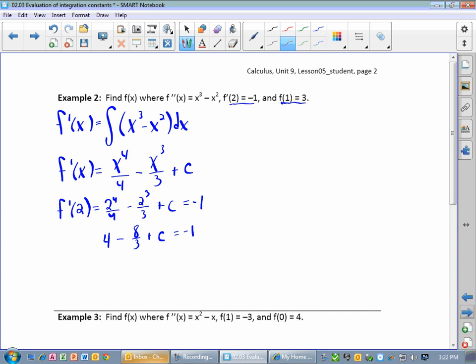Now, common denominator here, well, this would be like 12 thirds, right? And this would be like 3 thirds. So I've got 12 thirds minus 8 thirds. So that's 4 thirds plus c equals negative 3 thirds. And so we subtract 4 thirds. So our c here must be negative 7 thirds.